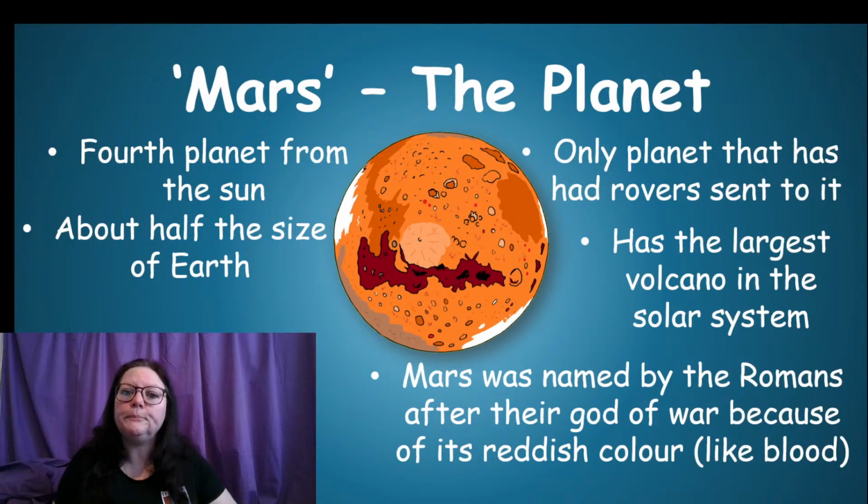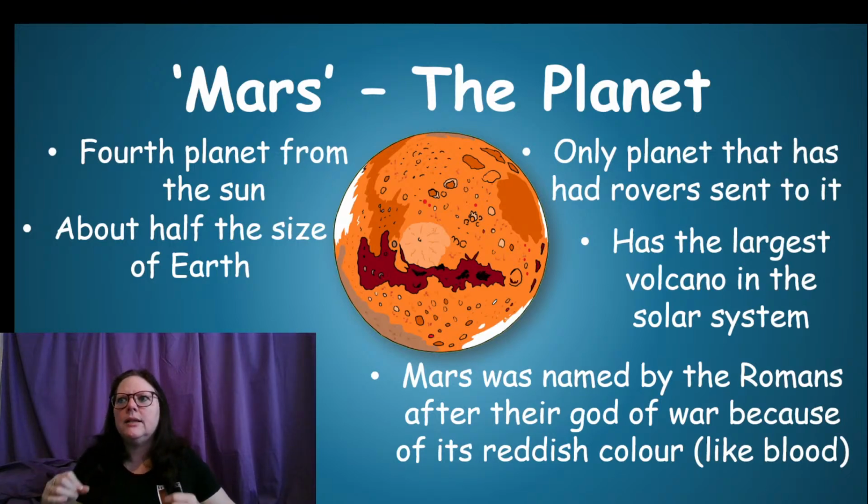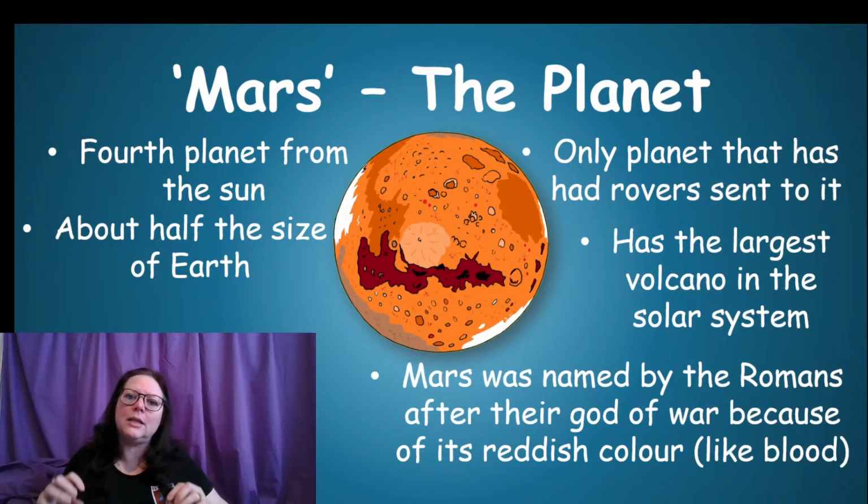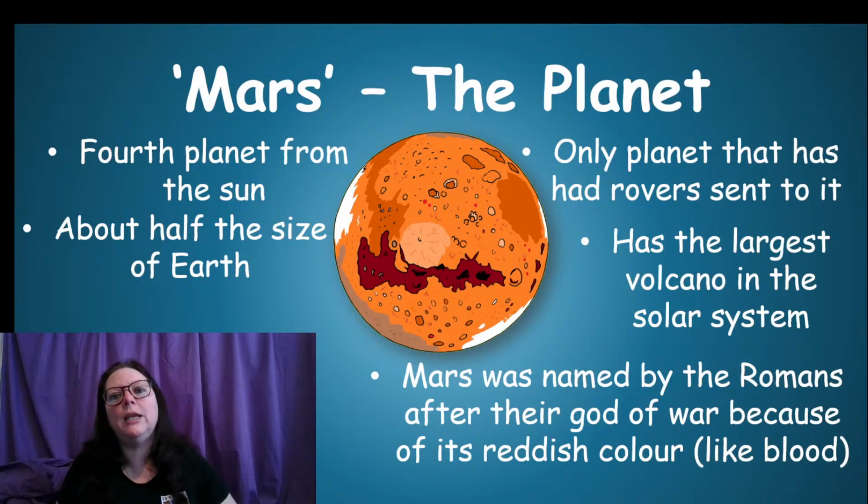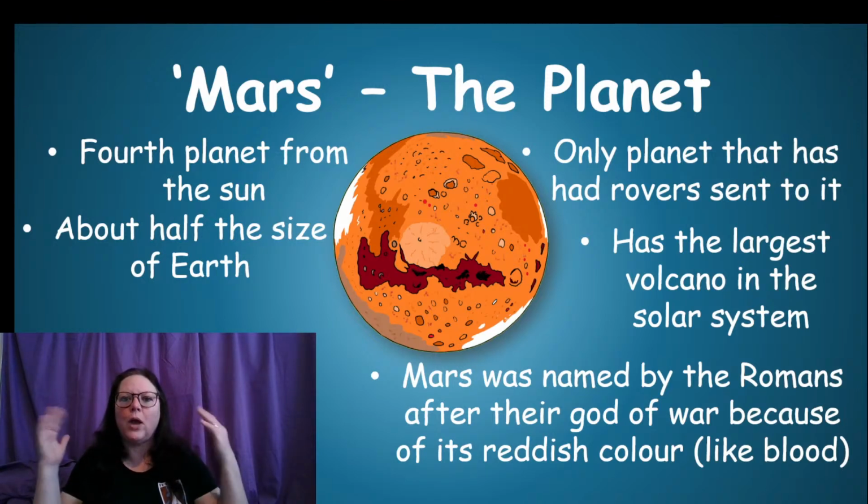Now the temperature is very different to ours. The temperature can be as high as 20, 24, 25 degrees Celsius, and can go as low as minus 153. Just take that in. Minus 153. That is so cold. Heat from the sun easily escapes because of the thin atmosphere. And if you stood on Mars's equator, at about 12 noon, your feet would be about 24 degrees Celsius and your head would be at 0.